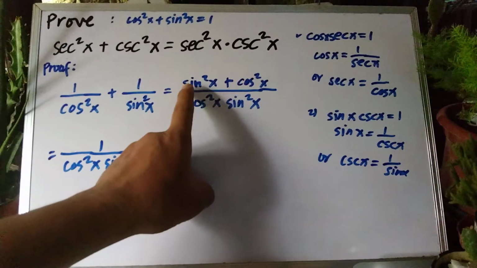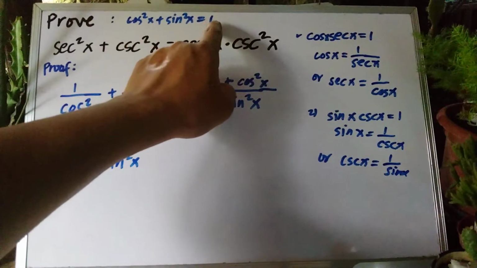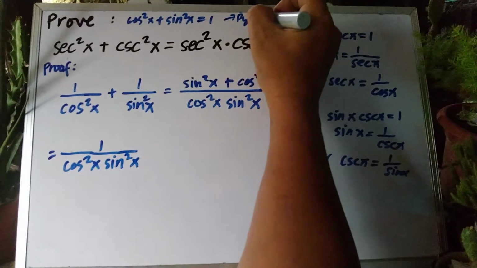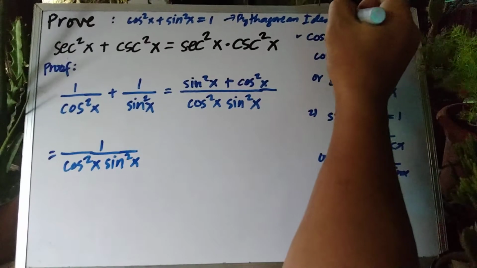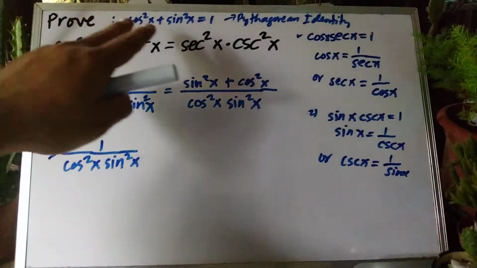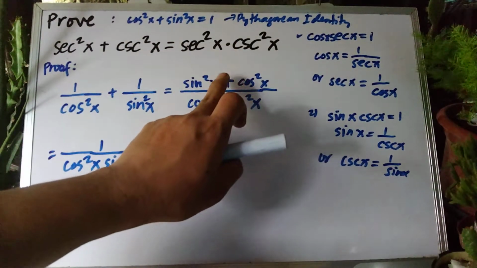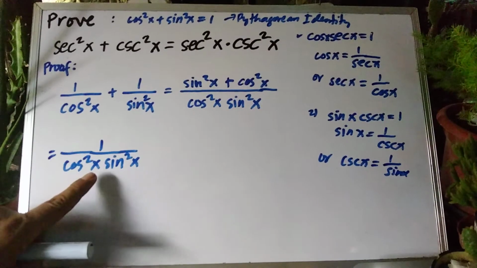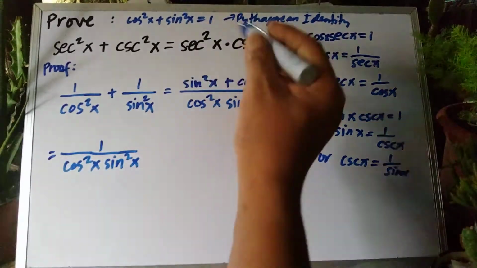Again, using the Pythagorean identity, si sine squared x plus cosine squared x ay equivalent daw ng 1, no? Equivalent daw ni 1. So, ang nangyayari dito, ang numerator ay pinalitan natin ng 1. Okay. What's next? Now we have 1 over cosine squared x times sine squared x. Take note that we need to obtain this.